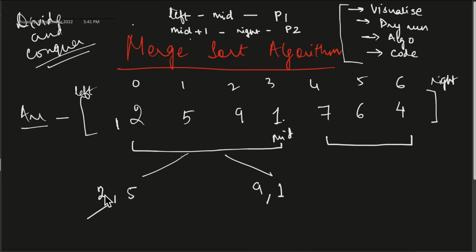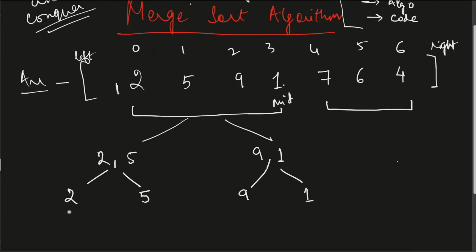Again, coming to this, 2 and 5 will be divided into two parts. So on one side we will have 2 and on the other side we will have 5. Similarly, for 9 and 1, on one side we will have 9 and on the other side we will have 1. Now the moment we have only one element left, we don't have anything to divide again. So this will be our base case. Now we have to start returning the answers to the caller.